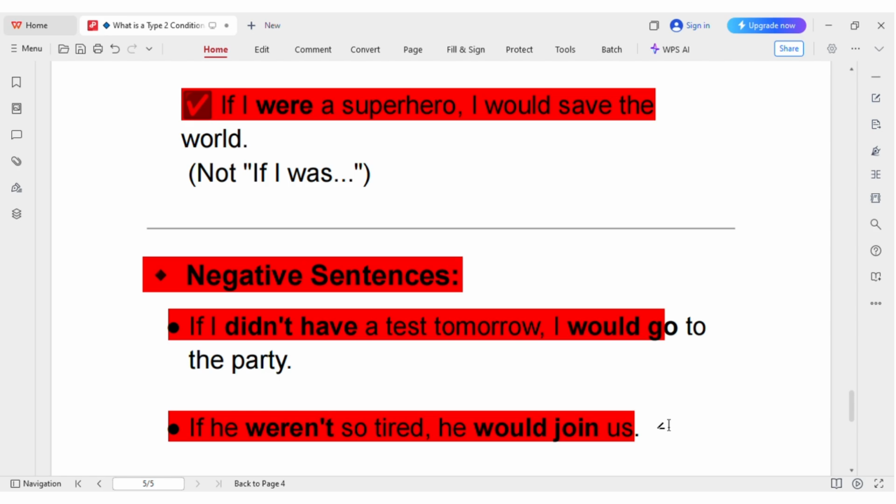Now, all these examples about the second conditional sentence, the main recognition of second conditional sentence is if clause will be in past simple, main clause will be in would, should, could, might.